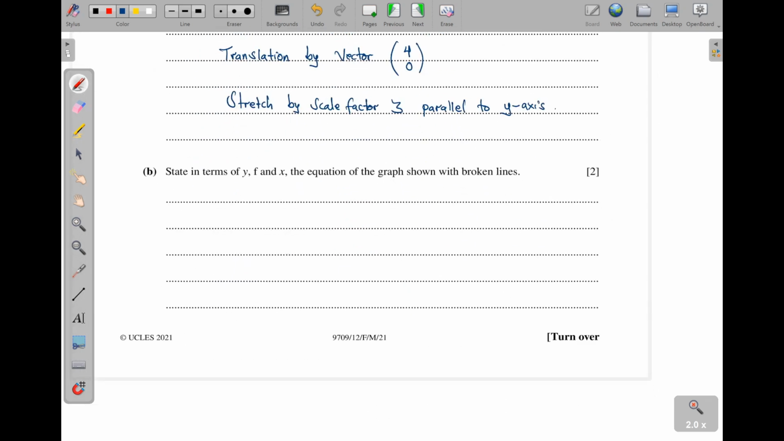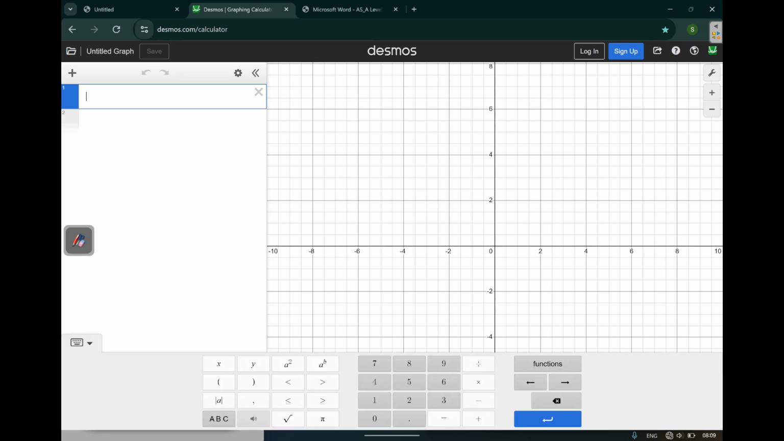Then part B, state in terms of y, f, and x the equation of the graph shown with the broken lines. So using these two here, what do we have? Remember, y is equal to f of x. That is where we are starting from. Maybe y1 after the translation, we will have, remember, when it is moving away from here and it is written in the function here, it changes the sign. For example, I have my graph here. Suppose we have y is equal to, let's say, x squared. That is the one there.